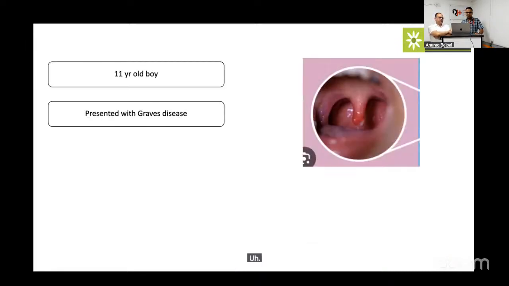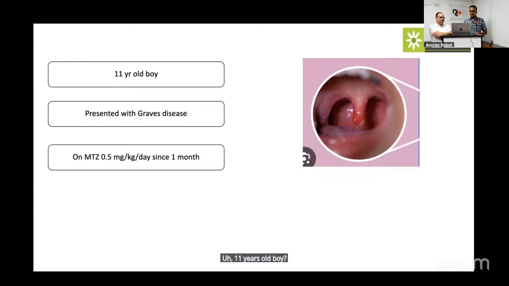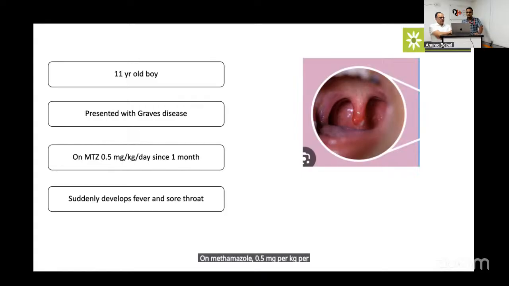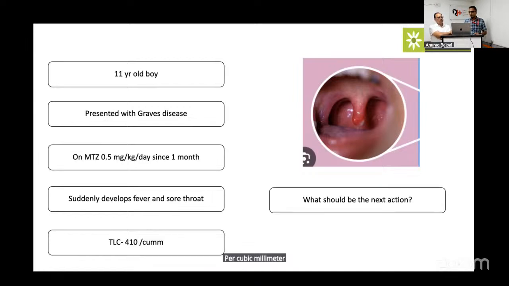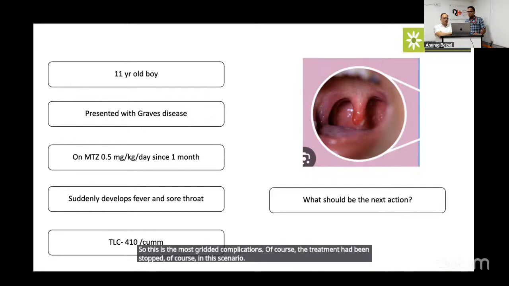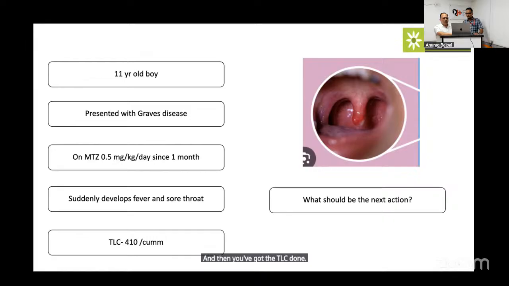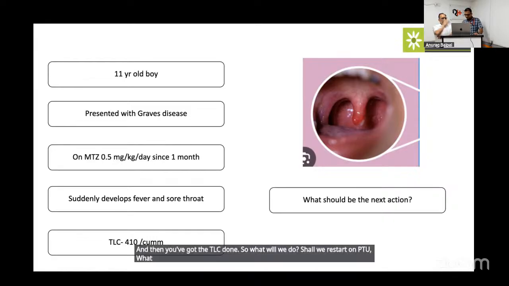11 years old boy, a known case of Graves' disease, on methimazole 0.5 mg per kg per day since last 1 month. Suddenly had fever and sore throat, and TLC, ANC was basically 410 per cubic millimeter. So how will you further manage this patient? So this is the most dreaded complication. Of course, the treatment had been stopped in this scenario, and then you got the TLC done. So what will we do? Shall we start on PTU? What is the audience suggesting?